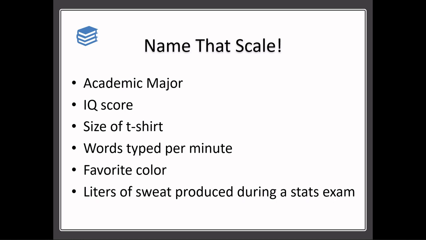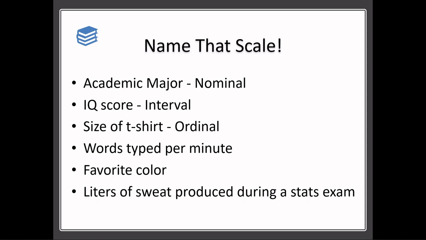Okay, academic major is a nominal scale because one major isn't better than another. IQ score, this one's a little tricky. It's an interval scale. The difference in one IQ point is the same whether it's from 81 to 82 or from 127 to 128, but somebody who's got an IQ of 140 isn't twice as smart as somebody who's got an IQ of 70. The size of a t-shirt is an ordinal scale.